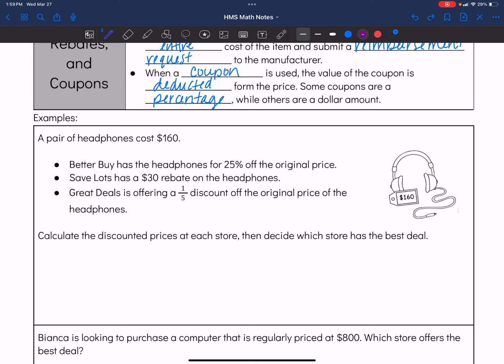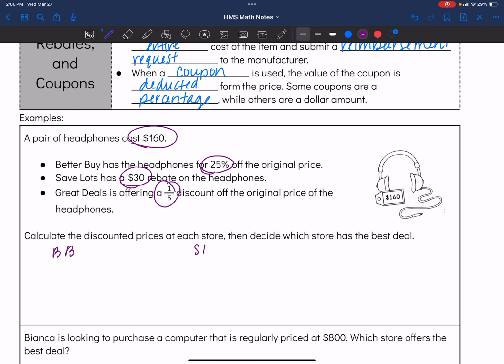A pair of headphones costs $160. Better Buy has the headphones for 25% off the original price. Save Lots has a $30 rebate, and Great Deals is offering 1/5 discount of the original price. Calculate the discounted prices at each store, then decide which store has the best deal. So I'm going to be doing 3 problems. I have Better Buy, I have Save Lots, and I have Great Deals.